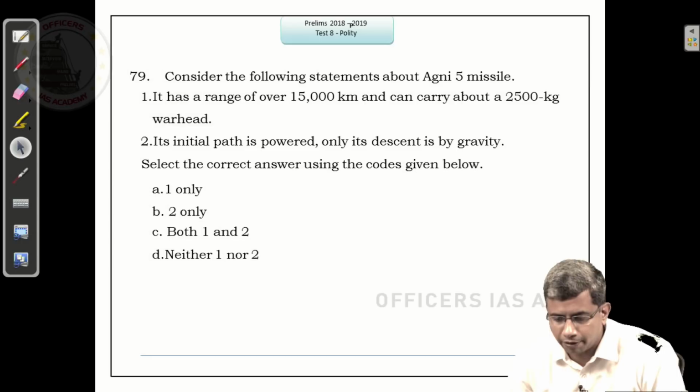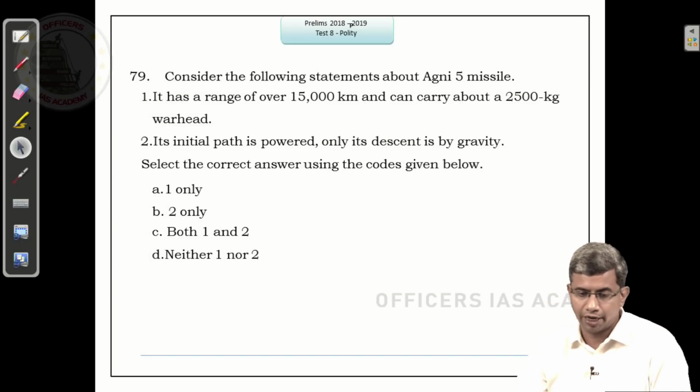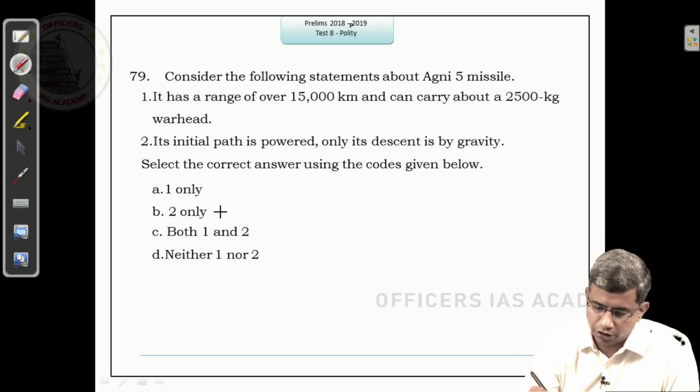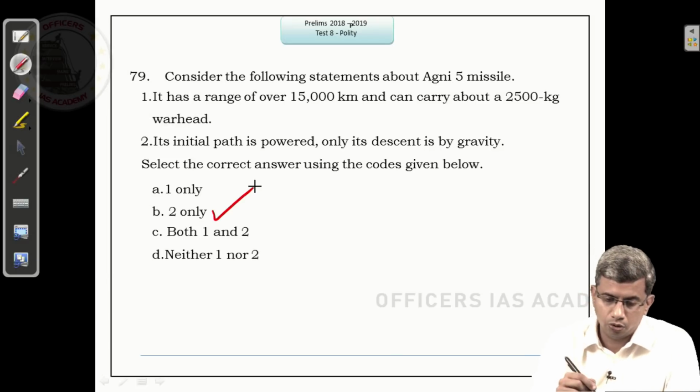Its initial path is powered, only its descent is by gravity is a correct statement. So the correct answer for this is B, 2 only.